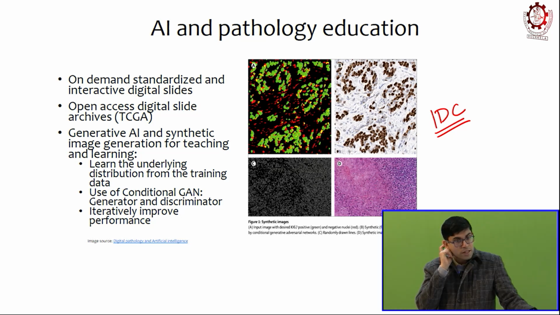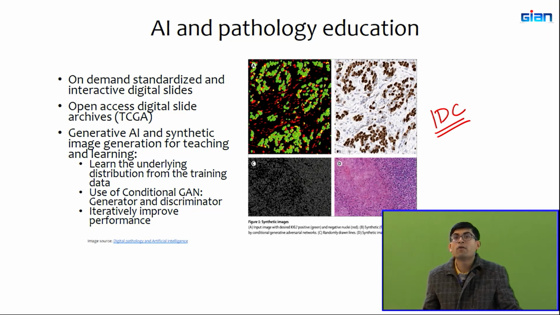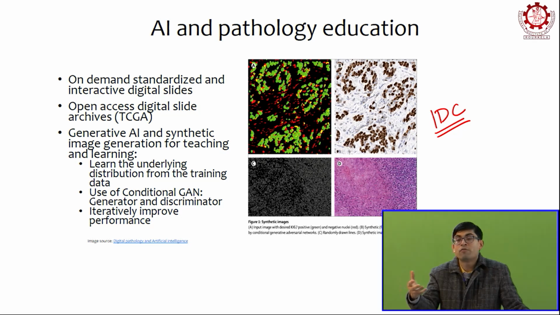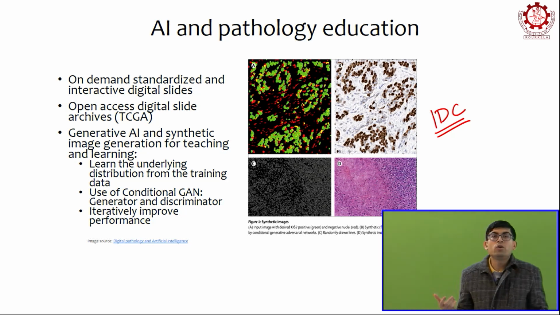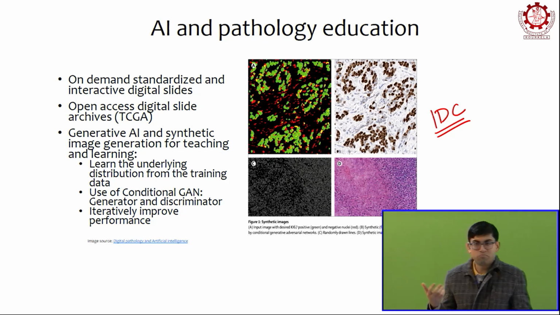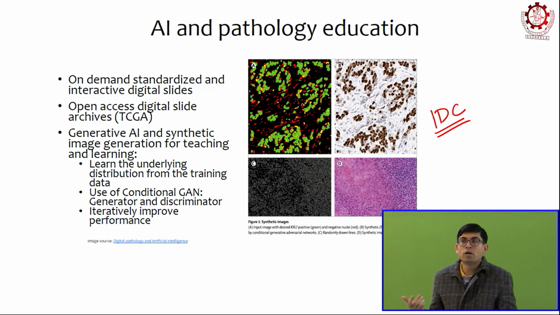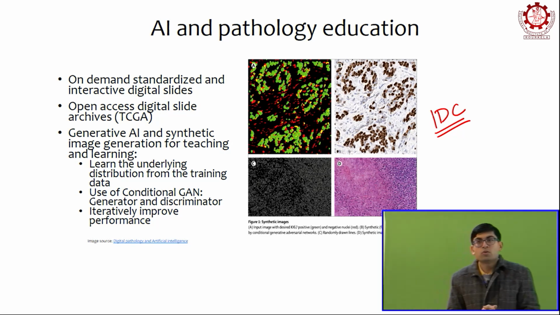So imagine that there's some kind of cancer for which you do not have enough images. You do not have enough tissue samples, so you do not have enough whole slide images. So what we can do is use generative AI techniques like GANs or diffusion models. We can generate these synthetic images, and then you can show them, and obviously these synthetic images have to be blessed by pathologists so that they look real.